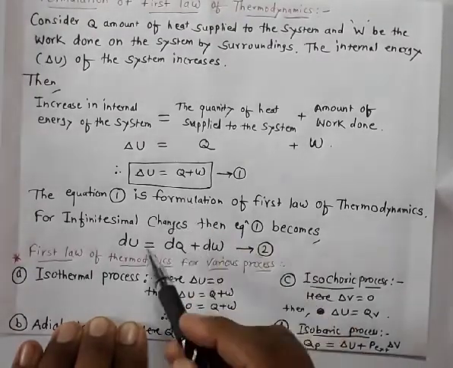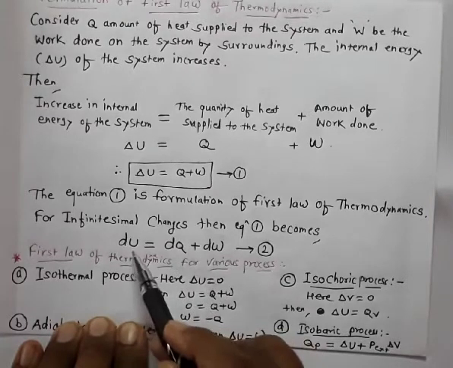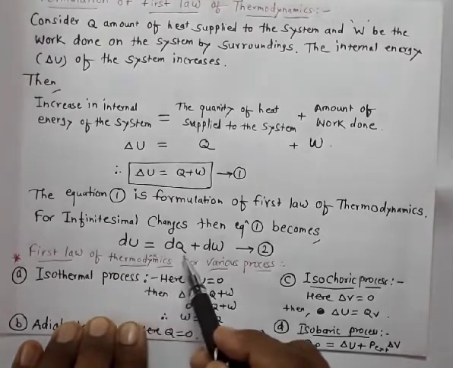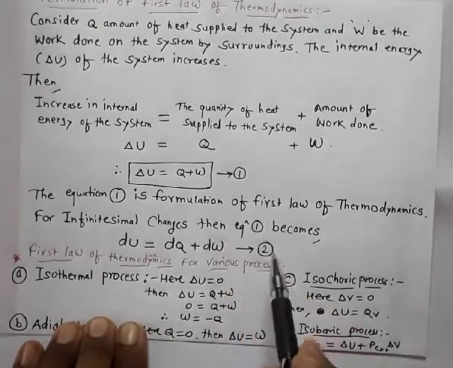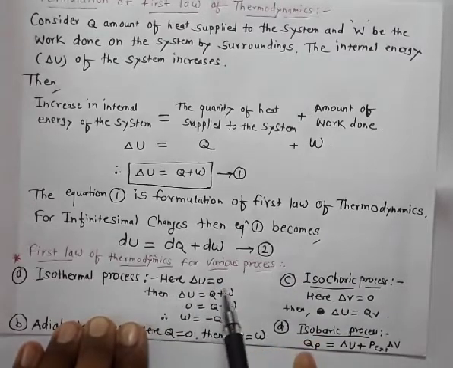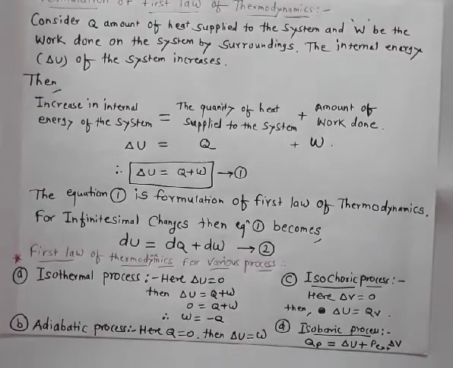Then which equation comes with that? dU is equal to dq plus dw, the differential equation. Equation number 2 is there. Now equations 1 and 2 are used in various processes. You know that in thermodynamics there are four processes: the first is the isothermal process, second is the adiabatic process, third is the isochoric process, and the fourth is the isobaric process. First we have to see the isothermal process.